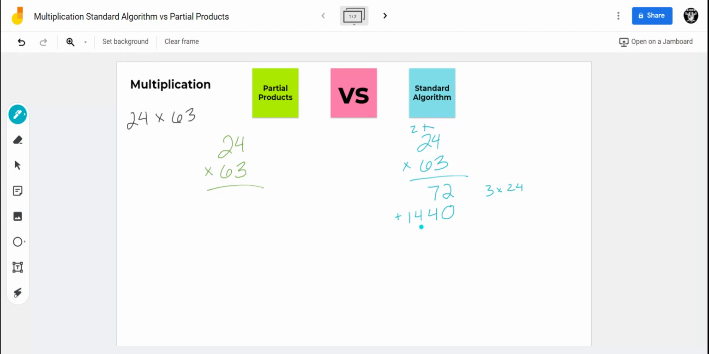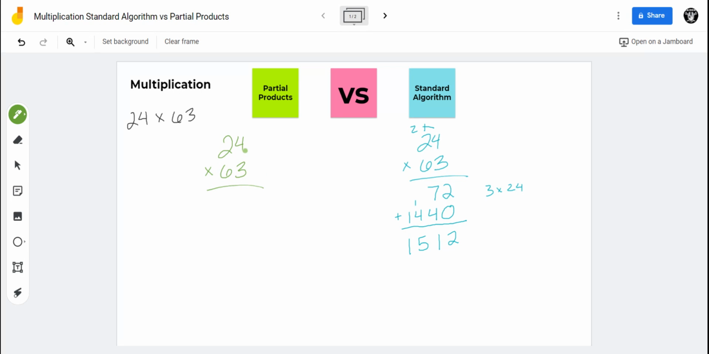So you can see, even with the standard algorithm, you still get two partial products, and you then have to add them together, right? So 2 is there, 7 plus 4 is 11. We'll carry our 1. We'll get a 5 there and a 1 there. So we now know our product. Our final product is going to be 1,512. Let's relate this to the partial products method over here, okay?